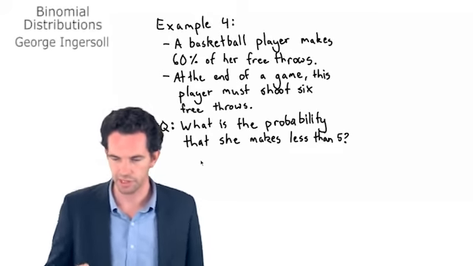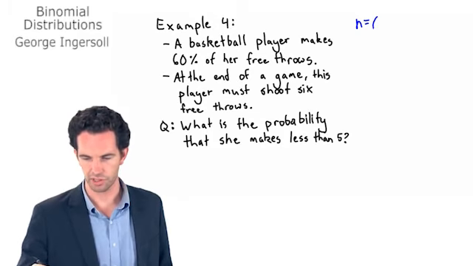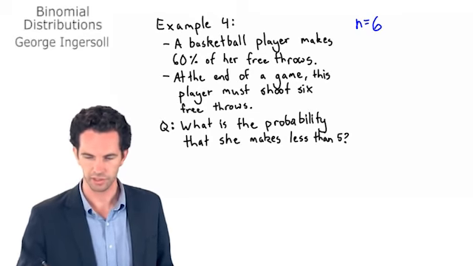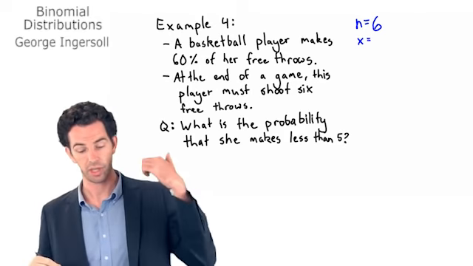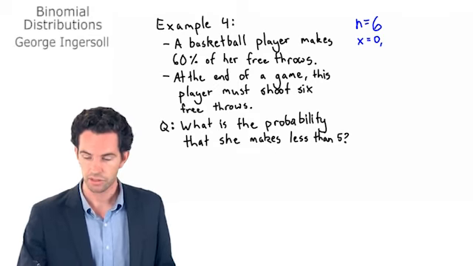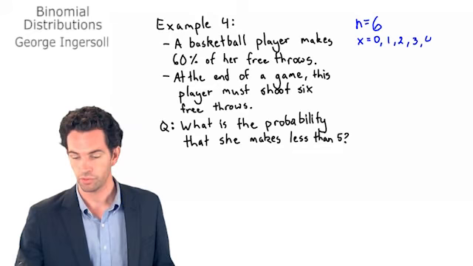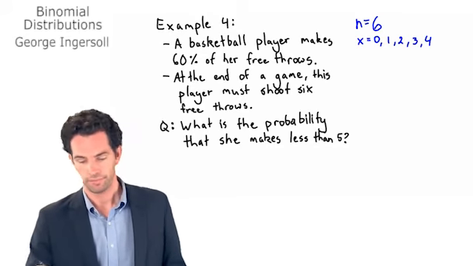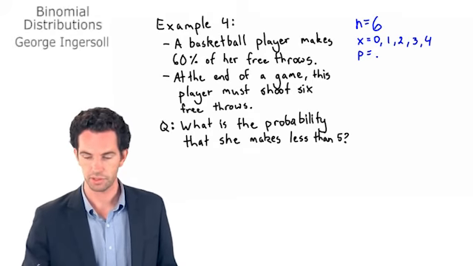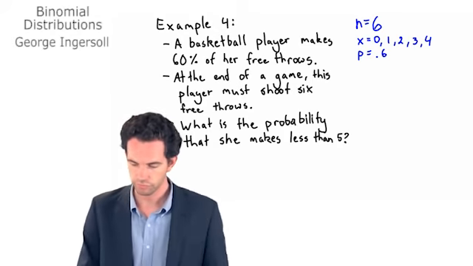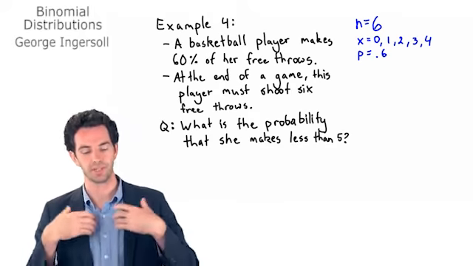Okay, we're getting pretty good at this now. We say n is going to be equal to 6, she's shooting 6 total. And our x is going to be equal to, what's the probability that she makes less than 5? So she's going to make 0, 1, 2, 3, or 4. And the p, the probability that she makes a free throw, is going to be equal to 0.6.